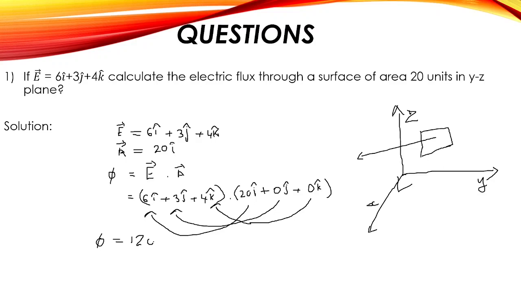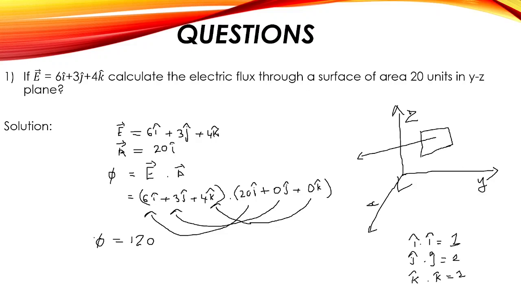120. And what is I cap dot I cap? Dot means it is cos theta. I cap and I cap are in the same direction, so it is cos 0, so it will be 1. I cap dot I cap will be 1, and likewise J cap dot J cap will be 1, and K cap dot K cap will also be 1. So always the dot product of the unit vectors gives the value 1.